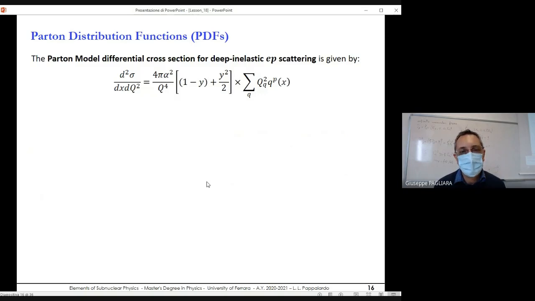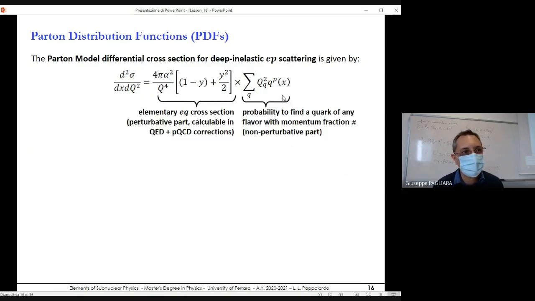Now, how can we put all things together? How can we now express the structure functions, which contain, as we said at the beginning, the full information on the structure of the proton, in terms of parton distribution functions? Of course, the two things must be related, okay, within the parton model. So the parton model differential cross-section for deep inelastic scattering is given here. And here we can identify two separate contributions. The first one is the one that I showed you before, okay?